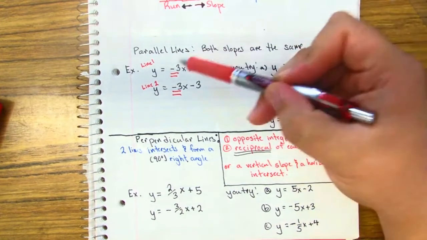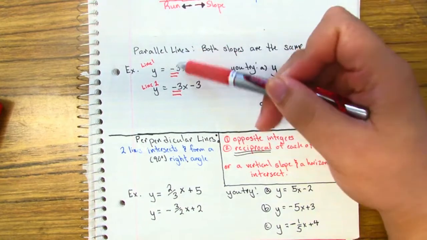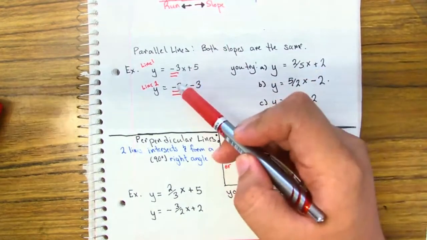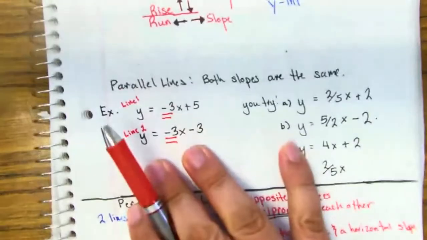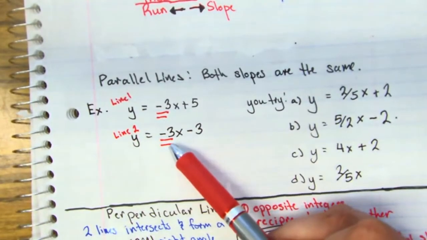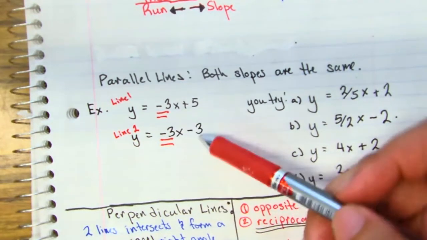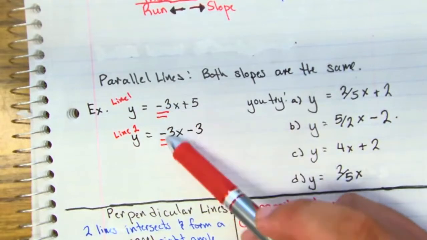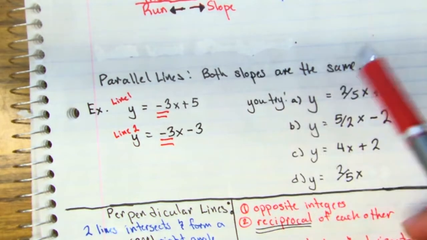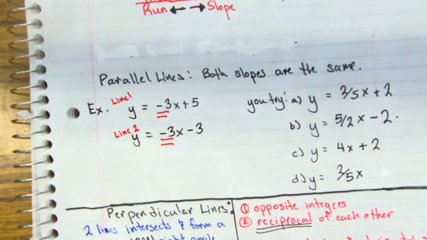Then what we can do is compare these two. Are they the same or are they not? A lot of you would say that they are exactly the same. Yes, because the first slope here is -3, and the other slope here is -3. Once you do that, you determine that these two lines are parallel. Why? Because both slopes are the same. Okay, that's pretty much it.